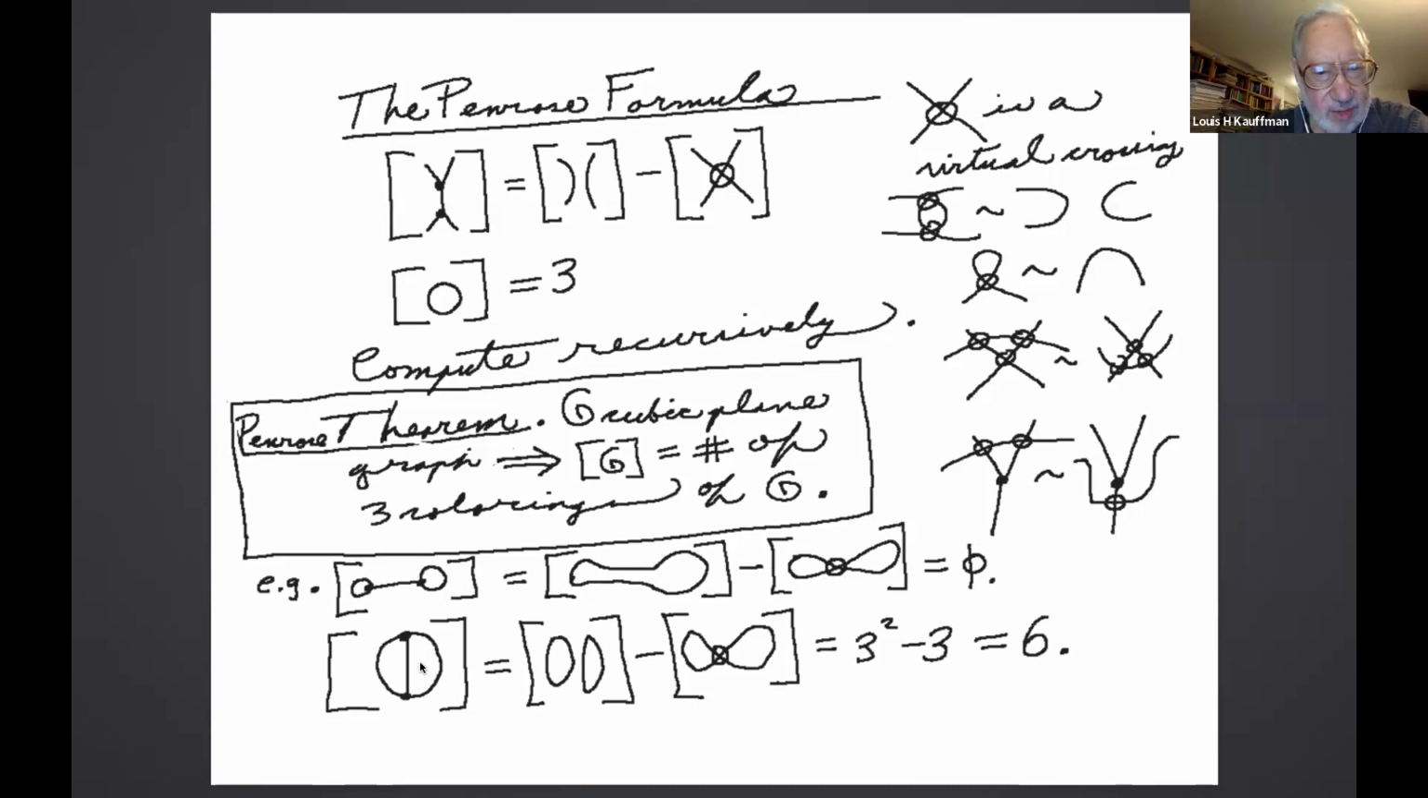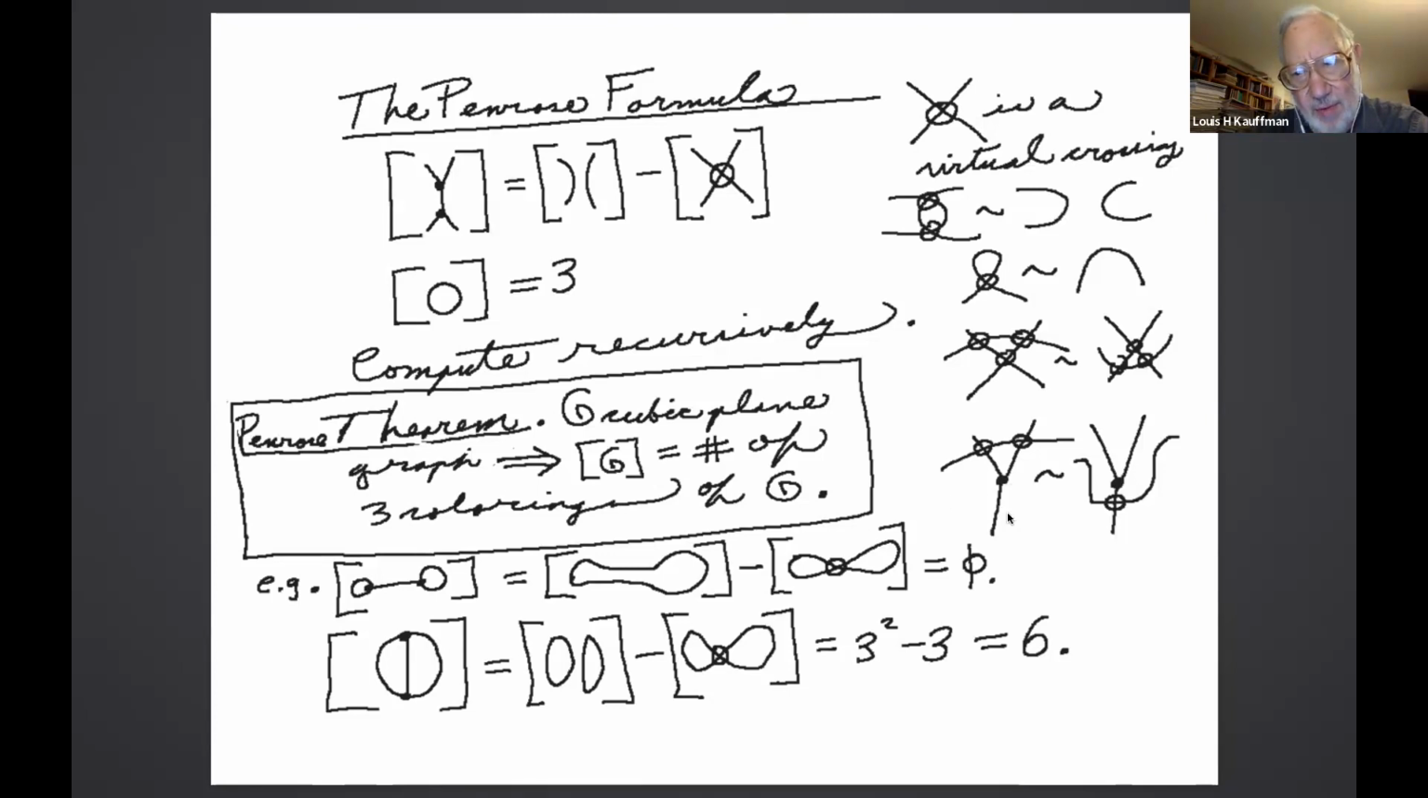On the other hand, here's a theta graph, and expanding it by taking parallel connection and crossover connection, I get 3 squared minus 3, which is 6. And indeed, this has 6 colorings because you have 3 choices for the leftmost edge. Having chosen one, you get 2 choices for the middle edge, and then only 1 choice for the remaining edge, making 6 colorings in all.